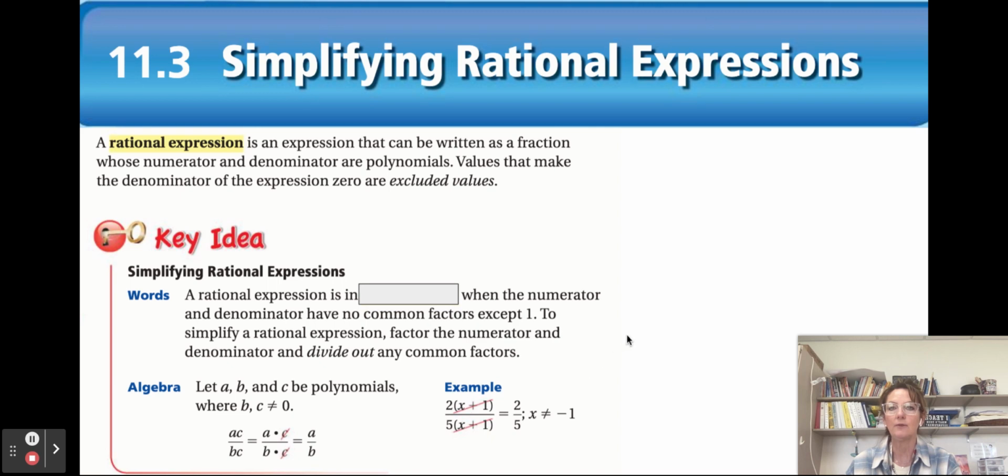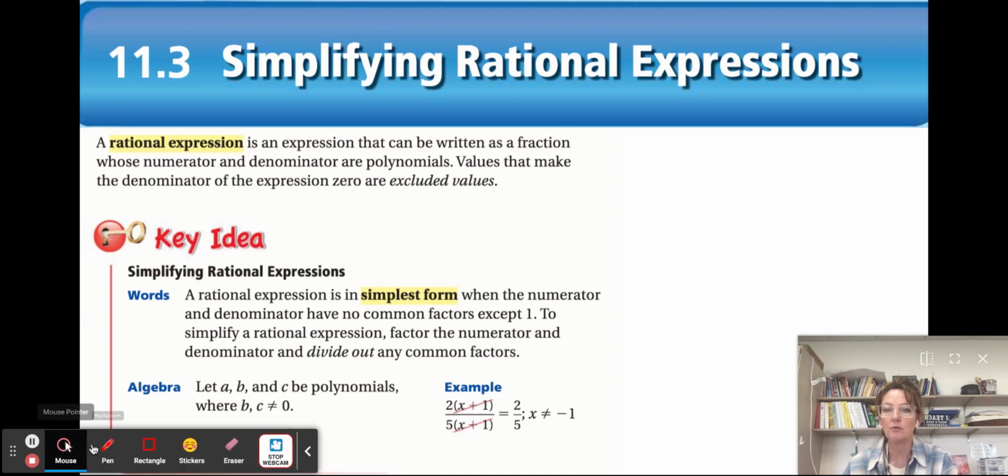So the key idea for simplifying: when we put it in simplest form, we have the numerator and denominator with no common factors except for 1. And to simplify an expression, we will factor the numerator and the denominator and then divide out any common factors. And I just kind of wanted to show you this real quick here.